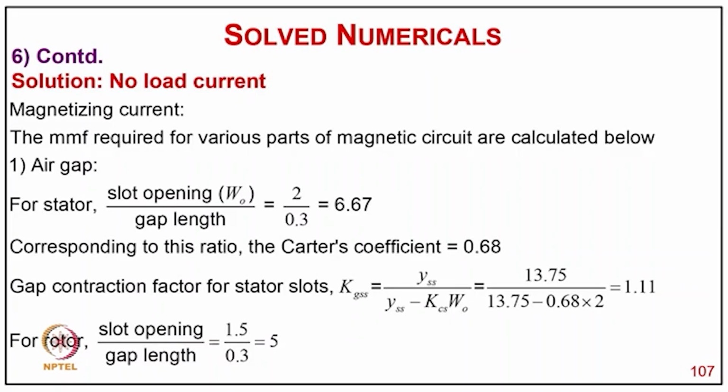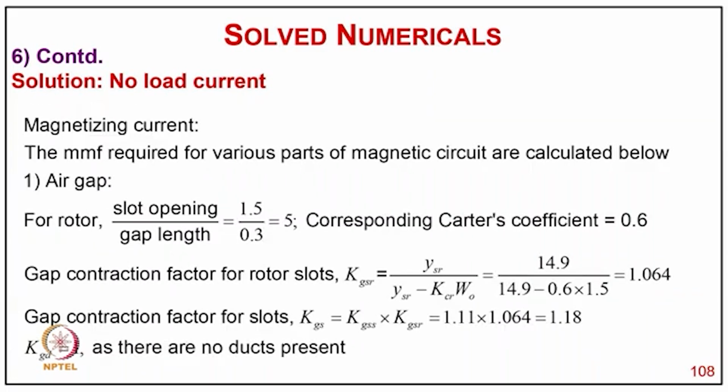It comes 1.11. For the rotor, slot opening upon gap length comes 1.5 by 5, and the corresponding Carter coefficient is 0.6. The gap contraction factor for rotor slot KGS is equal to YSR divided by YSR minus KCR into W0. It comes 1.064, and the gap contraction KGS is equal to KGSS into KGSR. Putting values, it comes 1.18, and KGD is equal to 1.